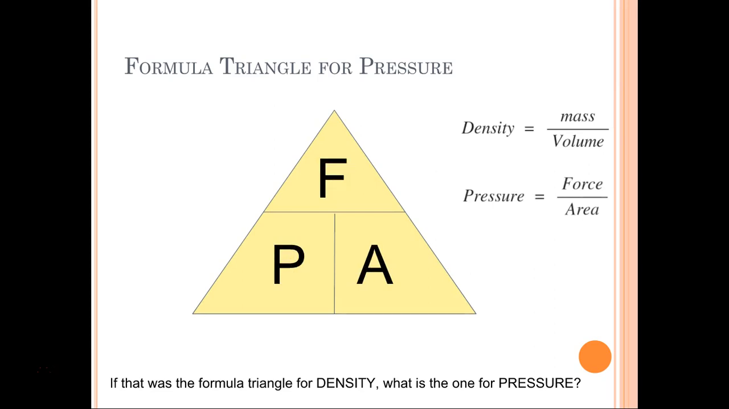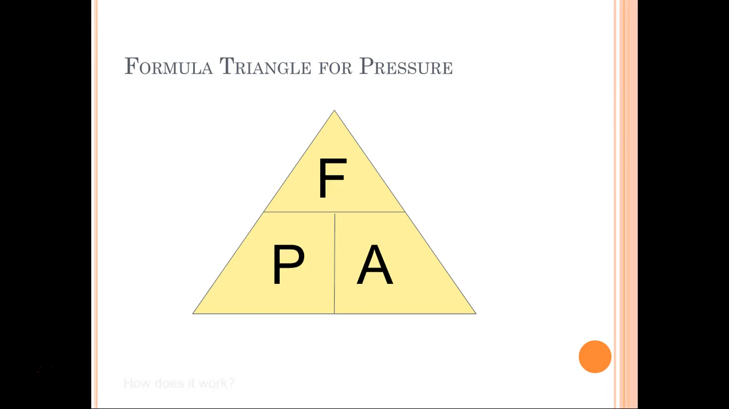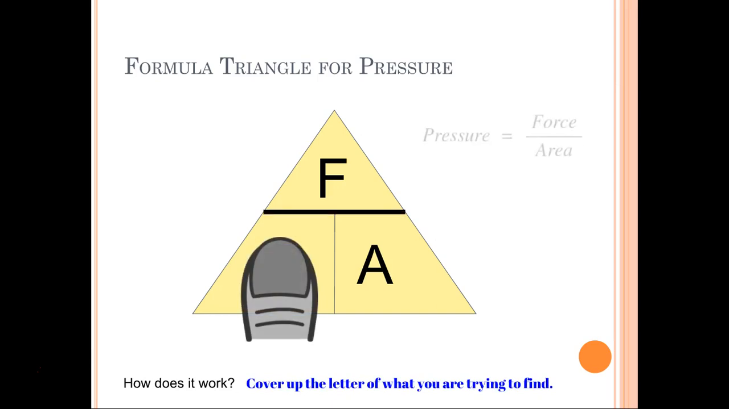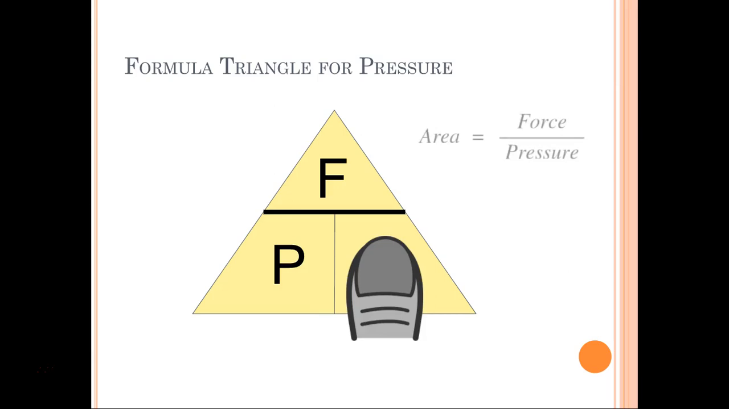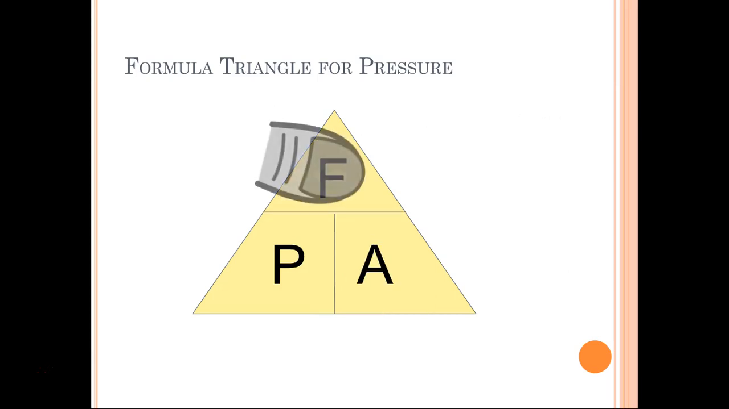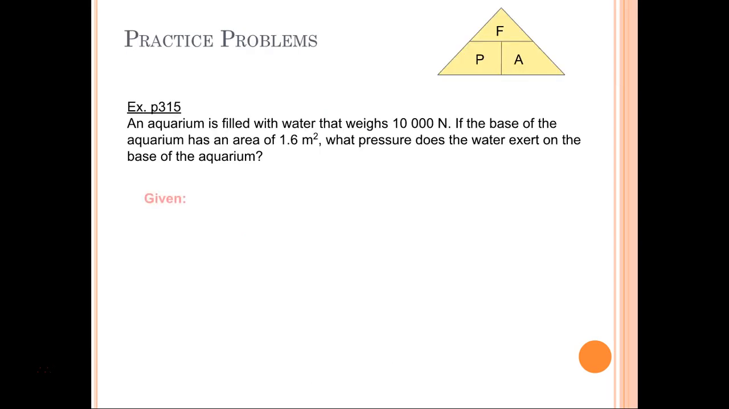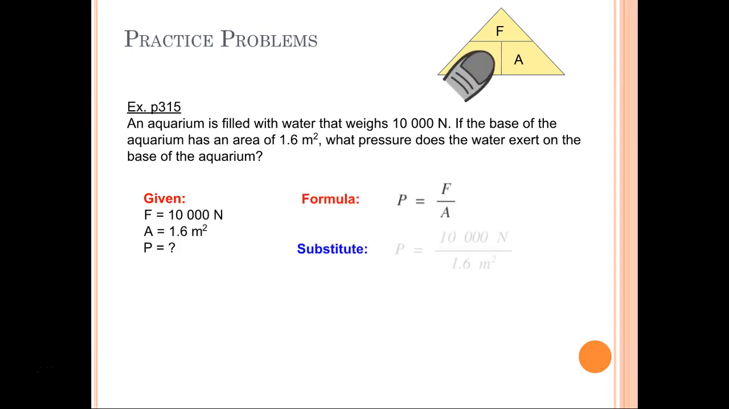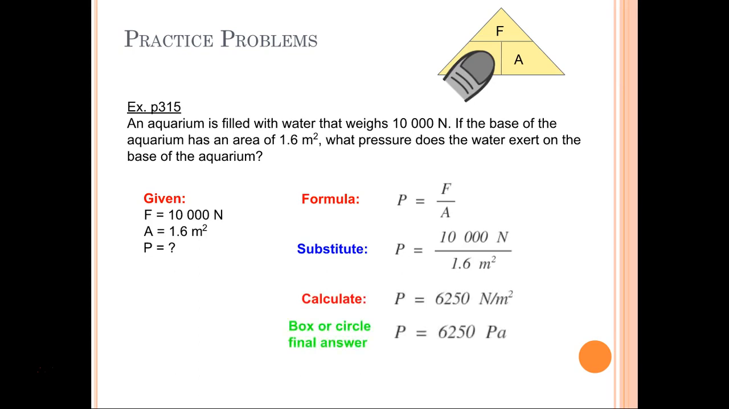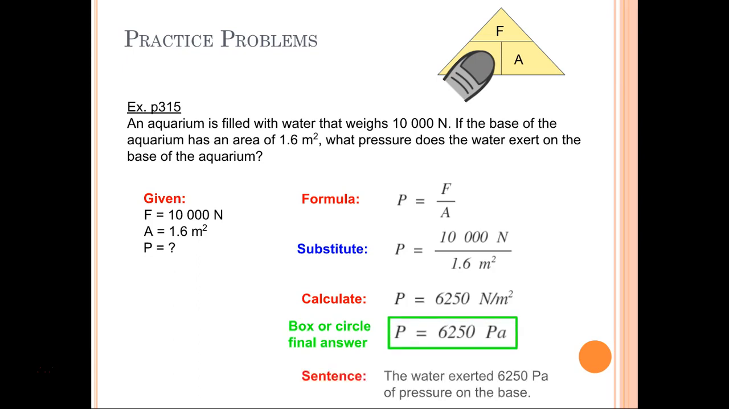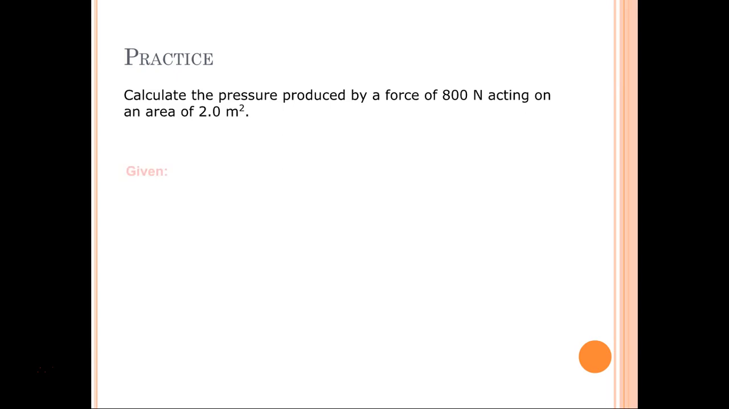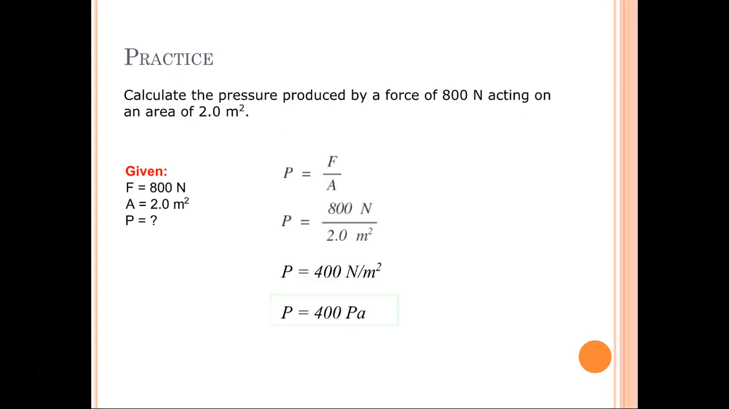Then we did a number of problems, so you should have seen how to apply this. If you want pressure, it's force over area. If you want area, it's force over pressure. And if you want force, it's pressure times area. So we did a few practice problems and showed the given information, formula to calculate, substituting, figuring out your answer, the fact that the units can go between newtons per meter squared and Pascal, and the importance of closing with a sentence. So we looked at probably 3 or 4 examples.